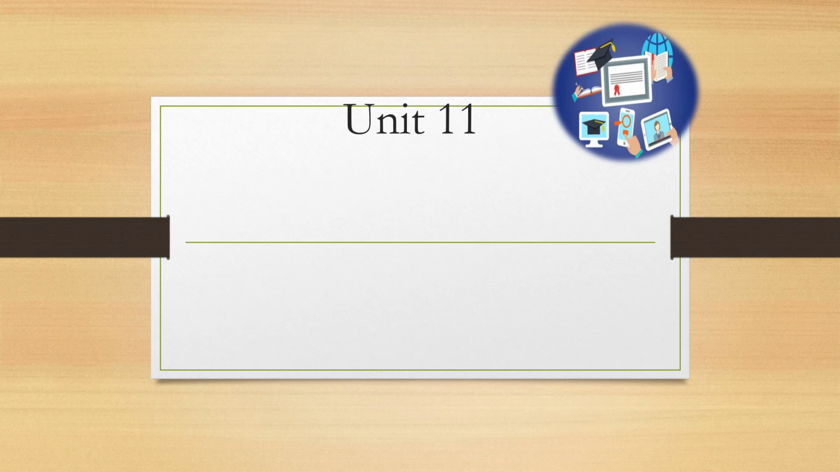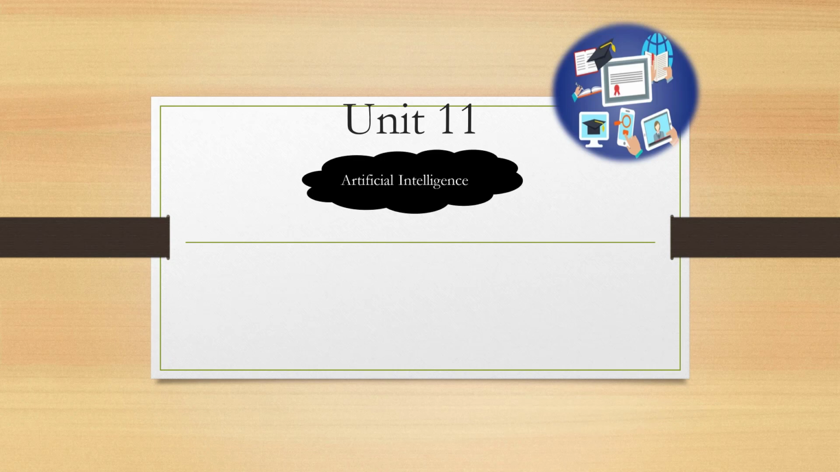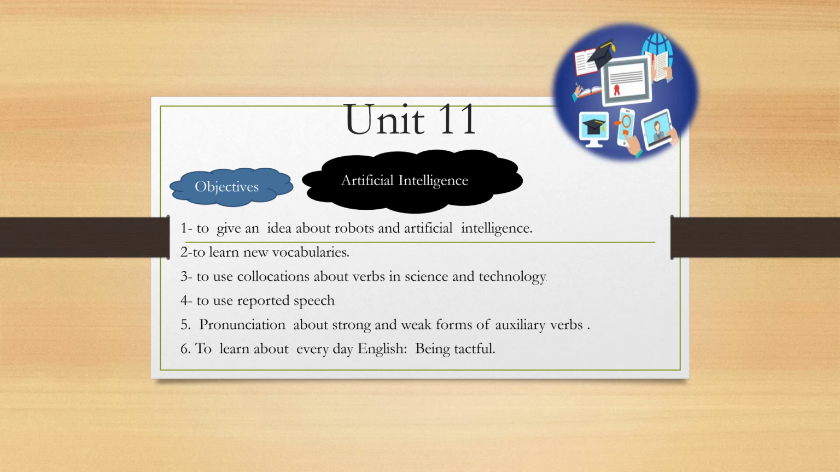We are going to cover the main ideas and concepts of Unit 11. The objectives here. First, we're going to give an idea about robots and artificial intelligence. I am also going to give you some new vocabularies. We are going to use collocations about verbs in science and technology. Also, number 4, we are going to use reported speech.